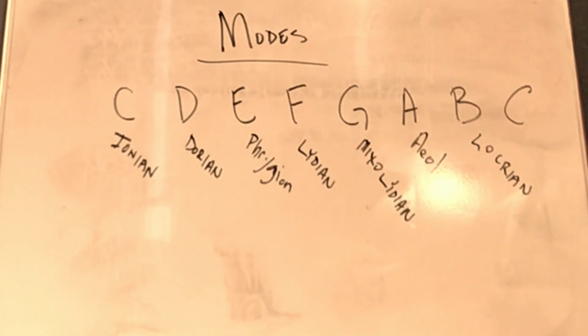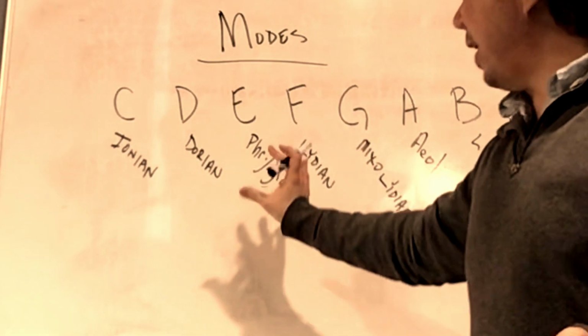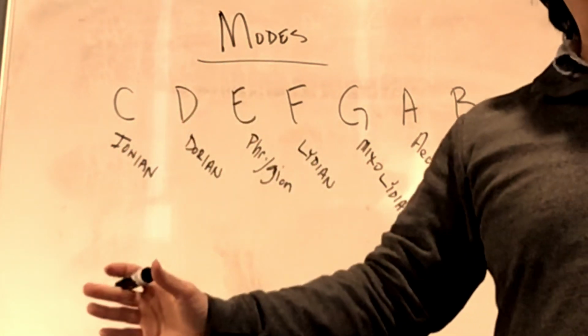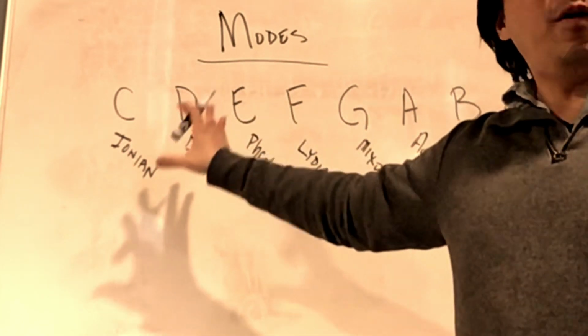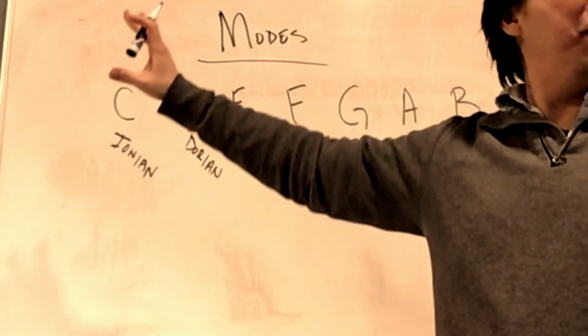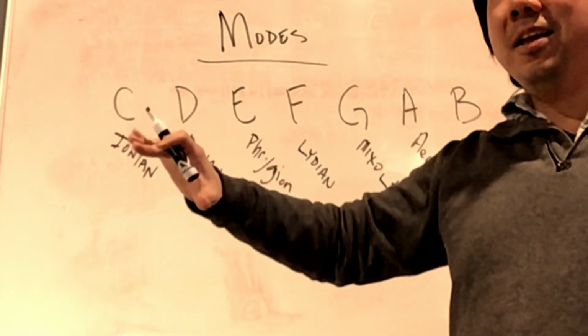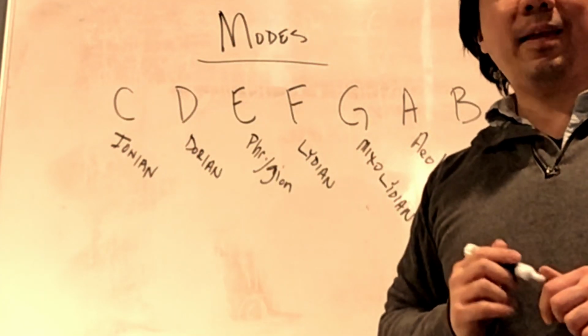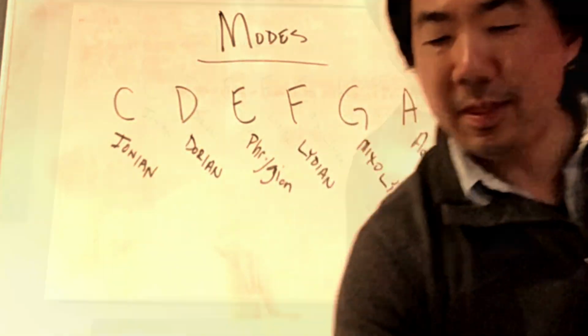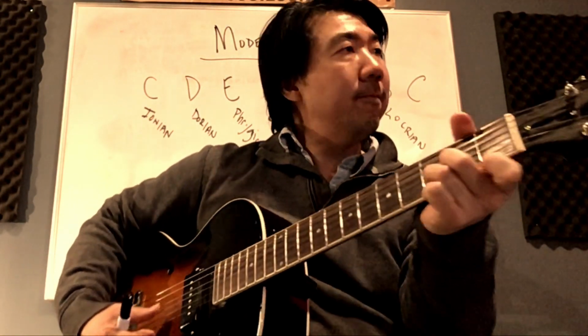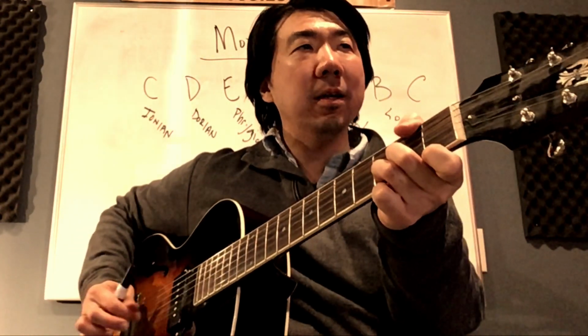D Dorian is, and this is kind of, again, funny that you call these fancy names, but these are just fancy names for a scale starting on a note other than C, but we are in the key of C. So if you ran D to D in the key of C, you now have a D Dorian mode. Okay? So here's D Dorian mode. And it's nice to know your chord.